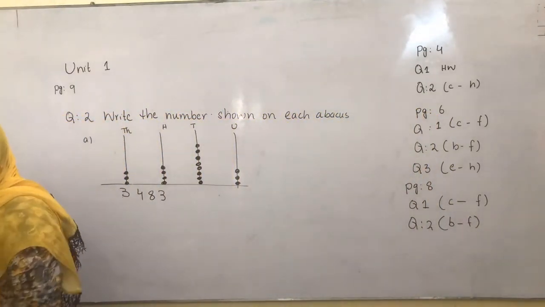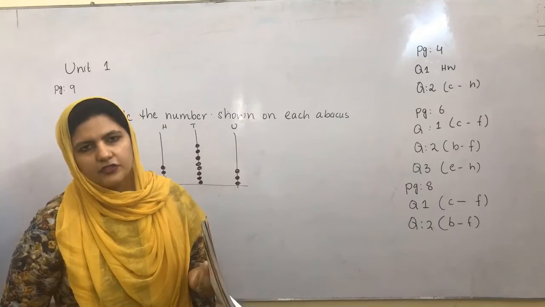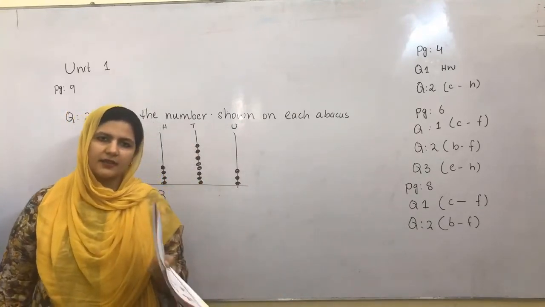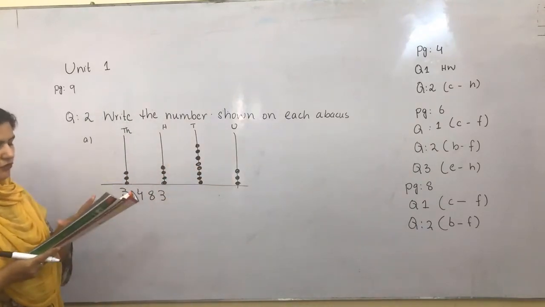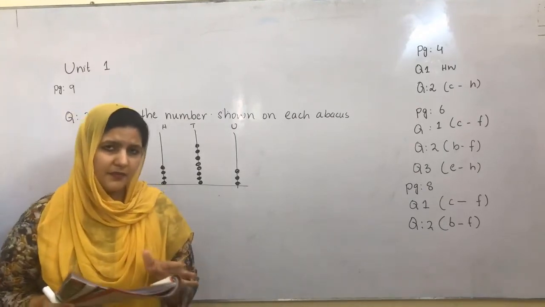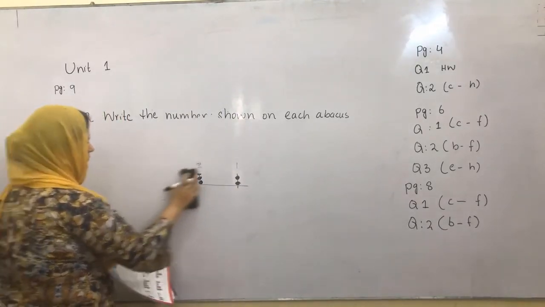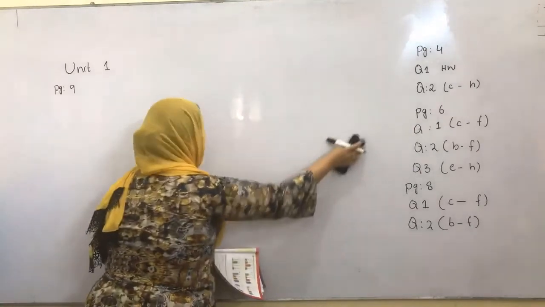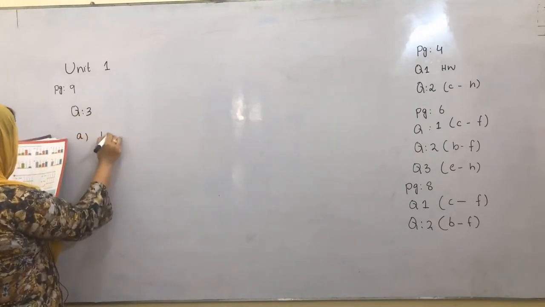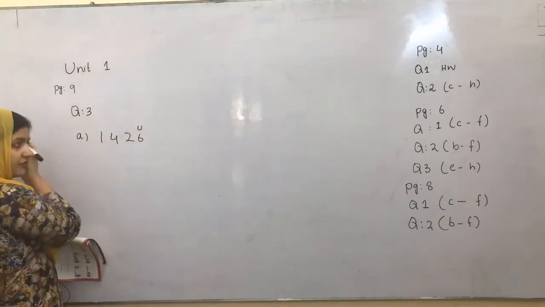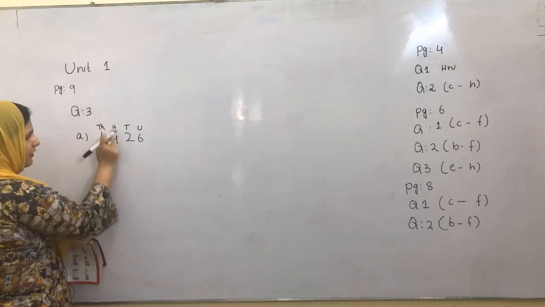Now question number 3, draw the correct number of beads on each abacus to match the number. In previous questions, question number 1 and 2, you just wrote the number by looking at the abacus. Now this abacus is empty, you have some numbers and just draw the beads. Question number 3, first part is 1426. Just read the unit, 10, 100, and 1000.